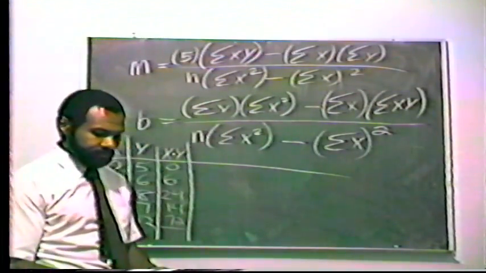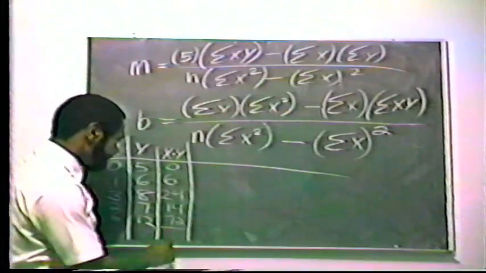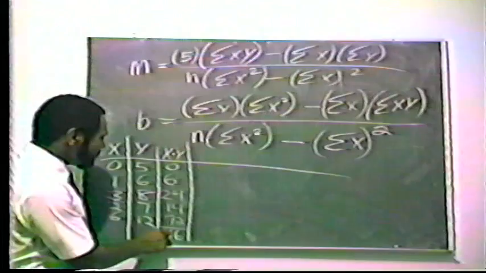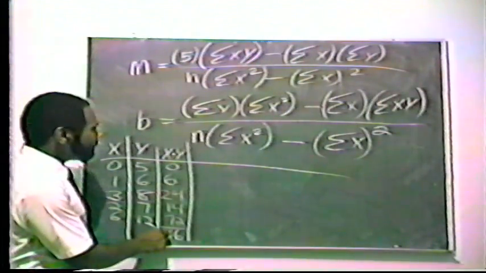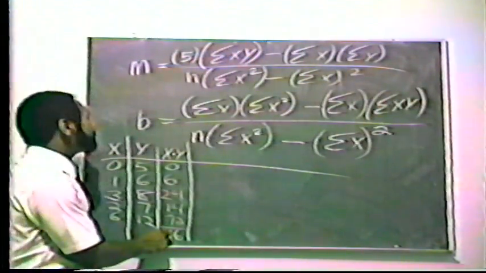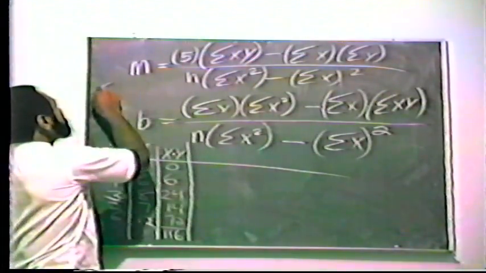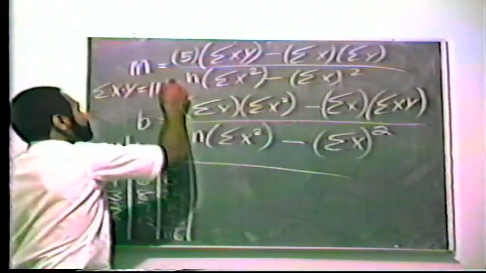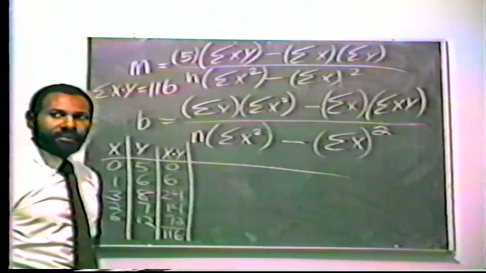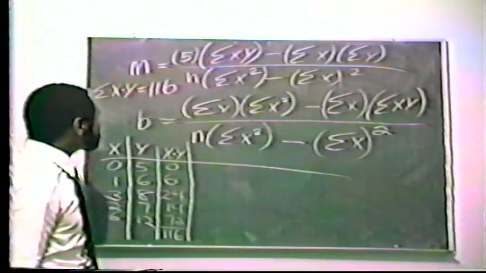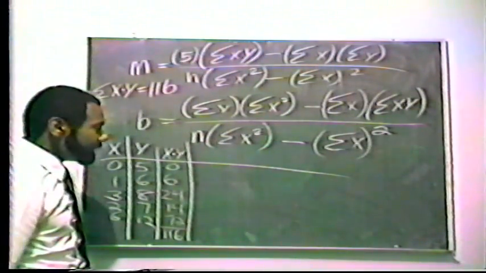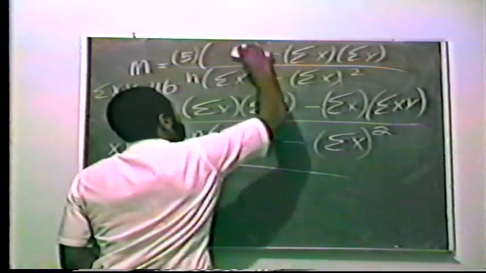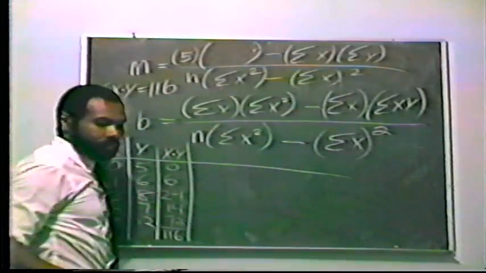for the answer, 116. And the 116 represents the summation of x times y. So the summation of x times y equals 116. So that means that we can erase the summation of x times y here, and we can put 116.